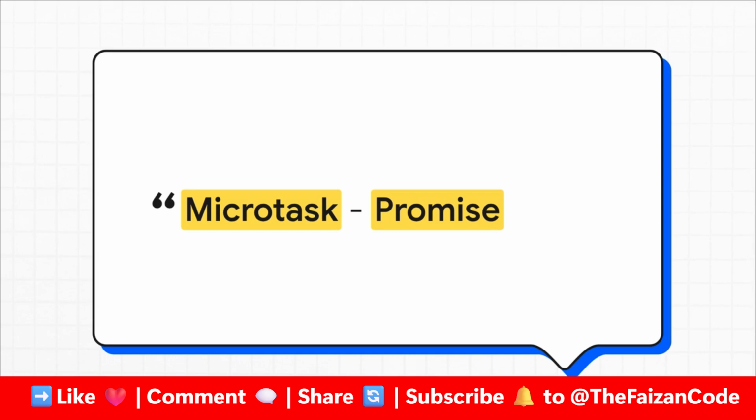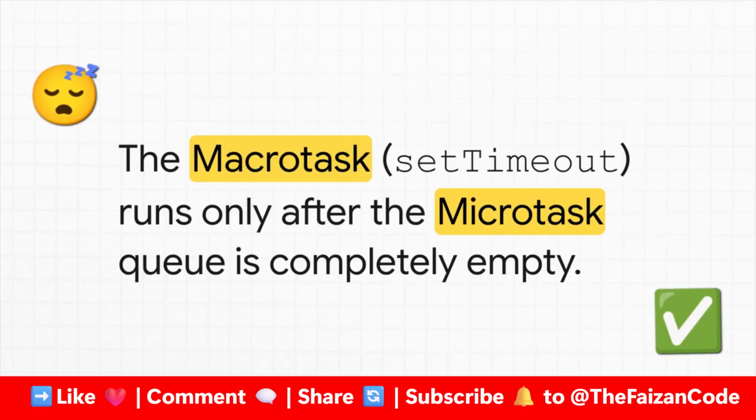As soon as this synchronous code is done, the event loop's first stop is that priority queue. It sees the promise callback waiting there and runs it immediately. It doesn't even glance at the macrotask queue yet. This is that classic interview gotcha moment. And it's only after that microtask queue is totally empty that the event loop finally goes back to its normal routine and says, okay, what's next in the regular queue? And picks up our setTimeout callback. Understanding this priority system is absolutely the key.